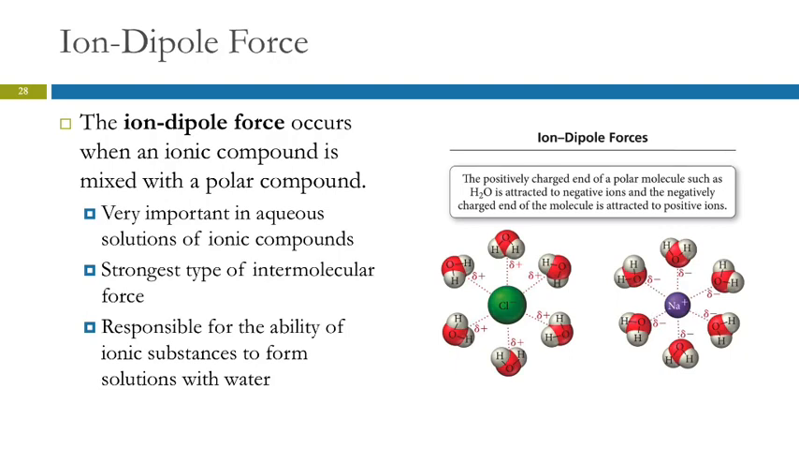When you have an ionic compound mixed with a polar compound, something like salt in water. So sodium chloride dissolved in water, you've got the sodium ions, you've got the chloride ions. There's an attraction between the polar water molecules and the ions. The positive end of water is attracted to the negative ion. The negative end of water is attracted to the positive sodium ion.